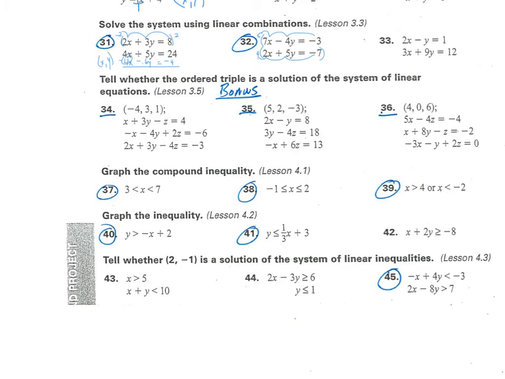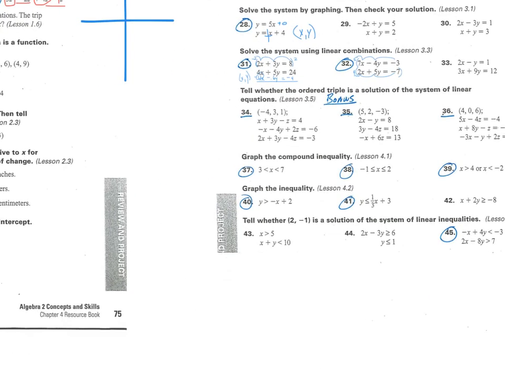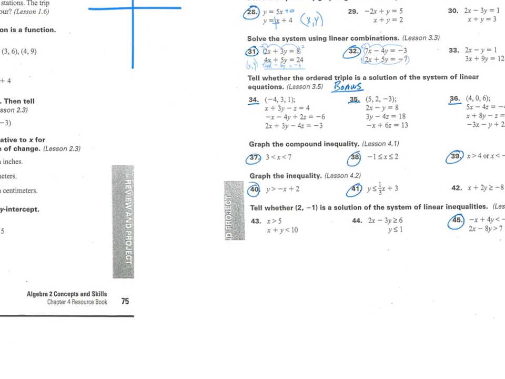37, 38, 39, you're going to graph the compound inequality. What that simply means is you're just going to make a number line, and let's say I had -2 is less than x, which is less than 2. So here's my -2, it'd be an open circle. Here's 2, it would also be open.